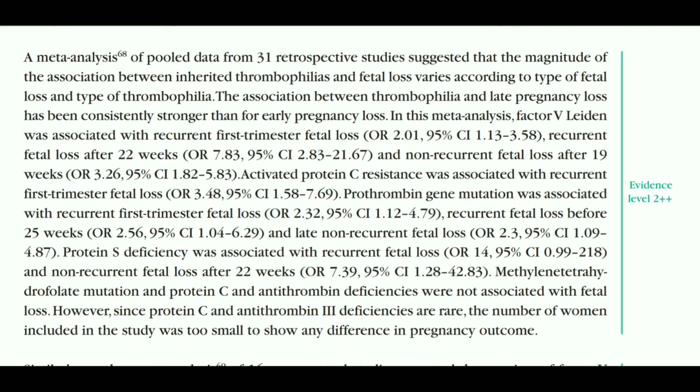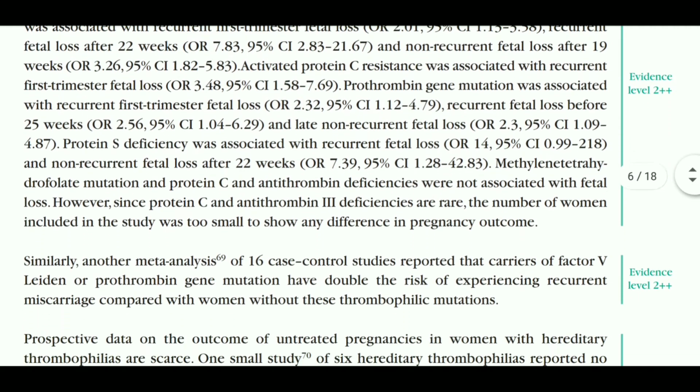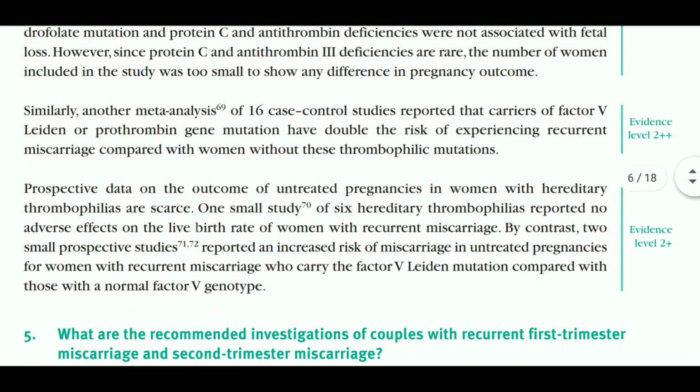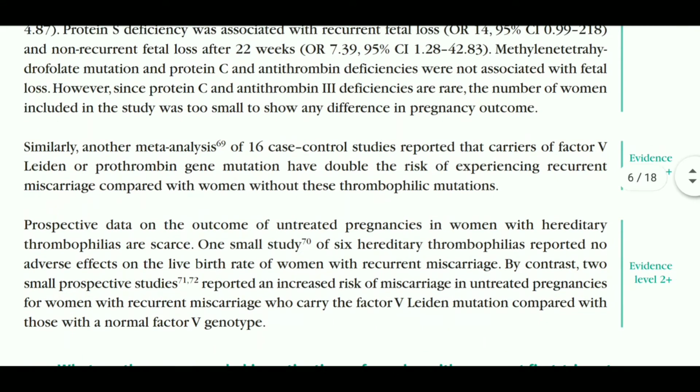Methylenetetrahydrofolate mutation and protein C and antithrombin deficiencies were not associated with fetal loss. However, since protein C and antithrombin 3 deficiencies are rare, the number of women included in these studies were too small to show any difference in pregnancy outcome. Now, double risk. Similarly, another meta-analysis of 16 controlled studies reported that carriers of the factor 5 Leiden and prothrombin gene mutations have a double risk of experiencing a recurrent miscarriage compared with a woman without these thrombophilic mutations.